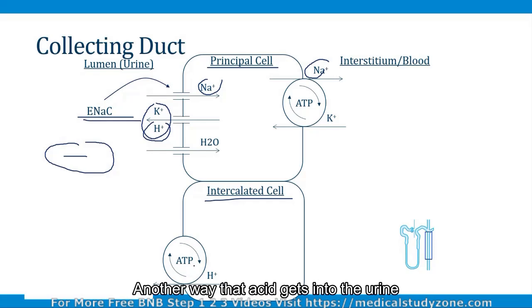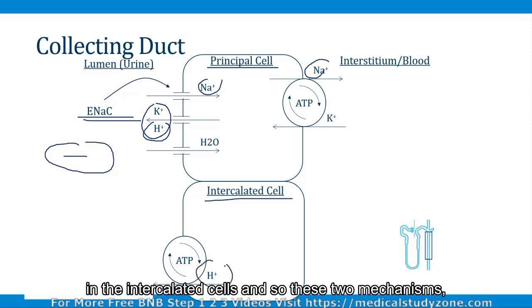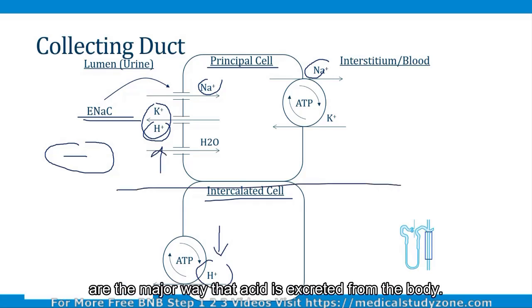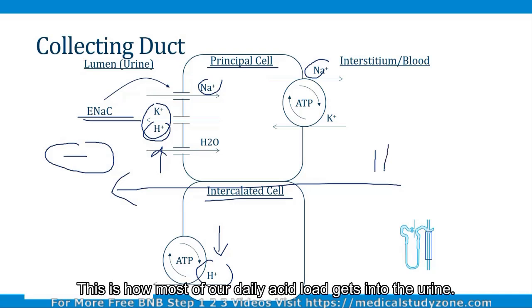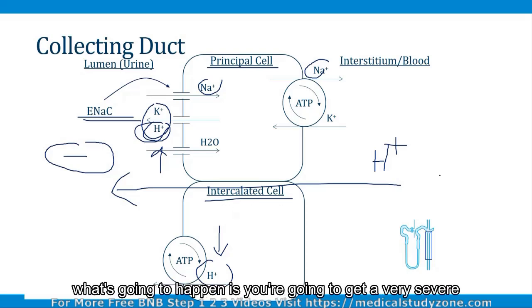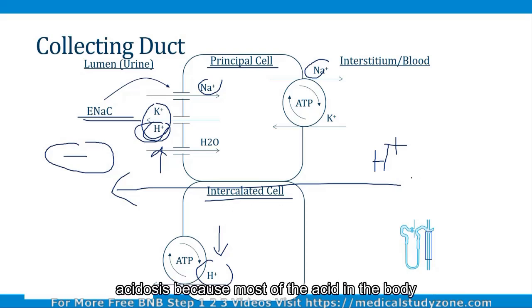Another way that acid gets into the urine is there's an ATP-driven pump for acid in the intercalated cells. These two mechanisms, those of the intercalated cells and the principal cells, are the major way that acid is excreted from the body. This is how most of our daily acid load gets into the urine. So if there is a problem with this system, either with the principal cell acid excretion or the intercalated cell acid excretion, you're going to get a very severe acidosis because most of the acid in the body will not be excreted.